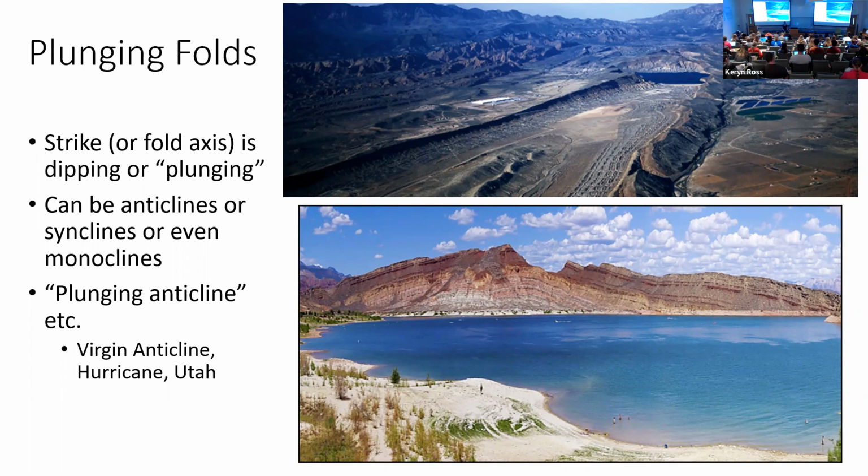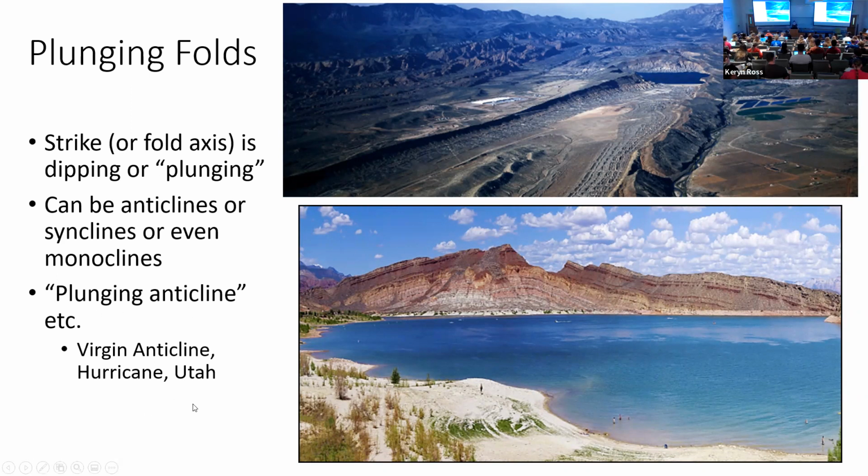That means that the fold axis is going down into the ground. So instead of being like this, it's like this. It's plunging into the ground. And this makes some really cool structures when you're looking at it from space or in a map view, or when you can just see what's going on. We call these a plunging anticline.